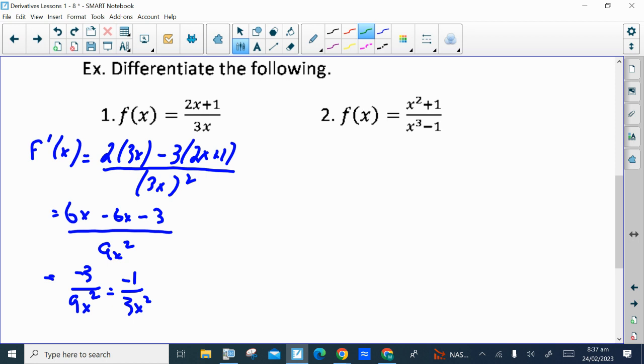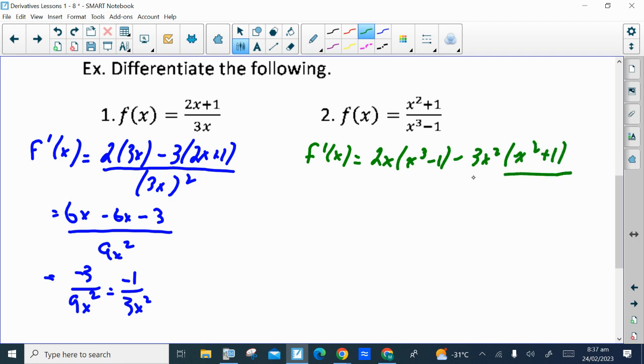Okay, question 2. To differentiate, we will use the quotient rule, derivative of the top times the bottom, minus derivative of the bottom, which is 3x squared, times the top, all over the bottom squared.